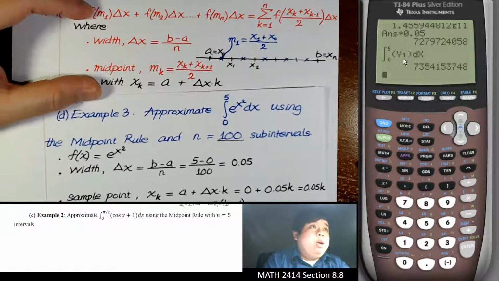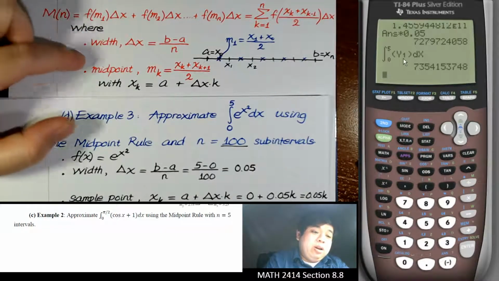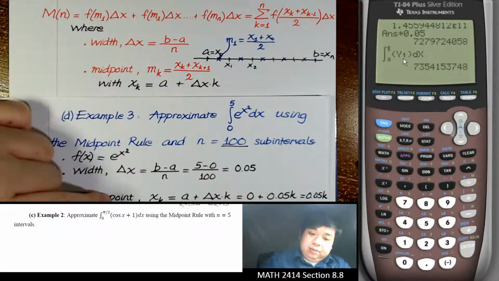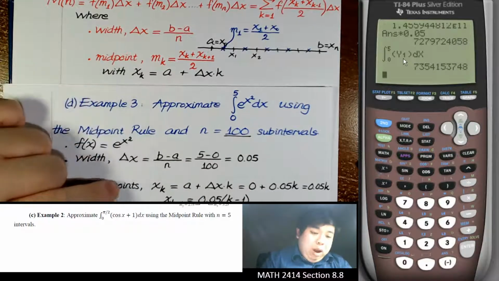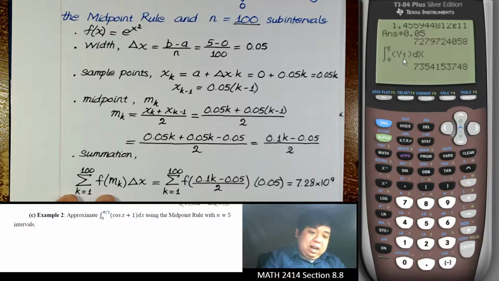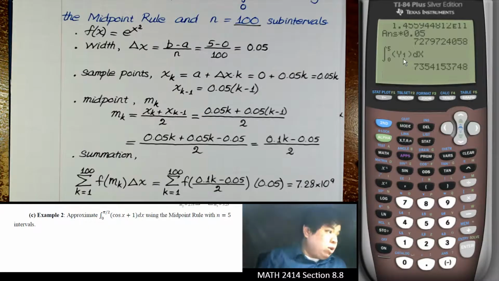the formula can only be put back into this form. So we need the width, need the midpoint. To get the midpoint, we need the sample points. When we have the sample points, find the midpoints, and just add the function at all those midpoints times delta x in the summation. So that's what we have.